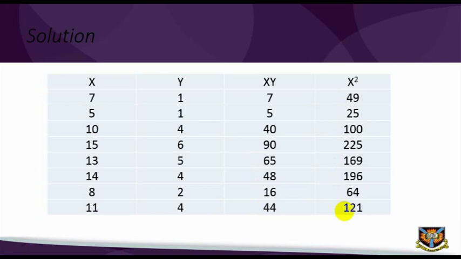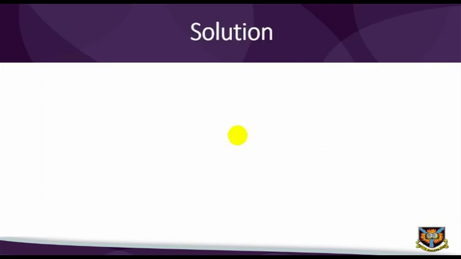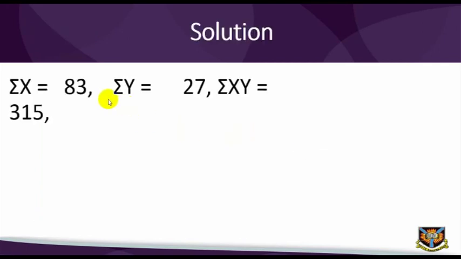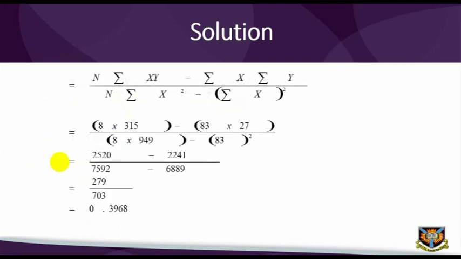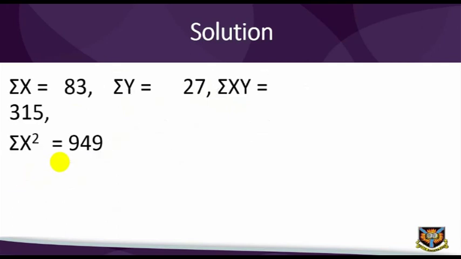The sum of each of the columns gives summation x is equal to 83, summation y is equal to 27, summation xy is equal to 315, summation x squared is equal to 949, n is equal to number of observations is equal to 8 employees.